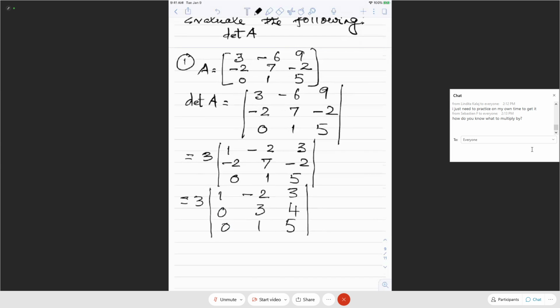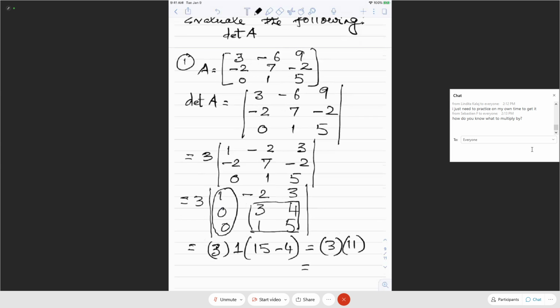That's it, I'm done. I will simply expand along the first column. And when I have a 0, I don't have to worry at all. 3 times 1 times, that's it. Here it is. This determinant. 15 minus 4. So 3 times 11, 33.